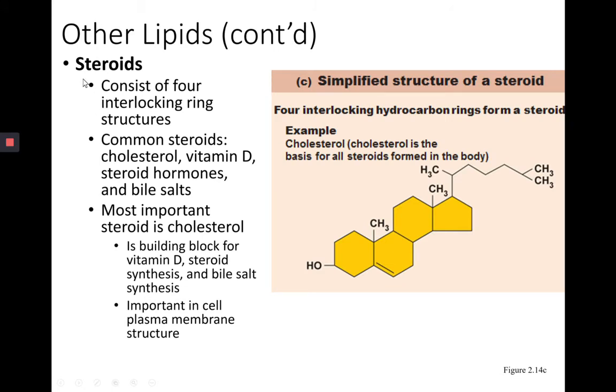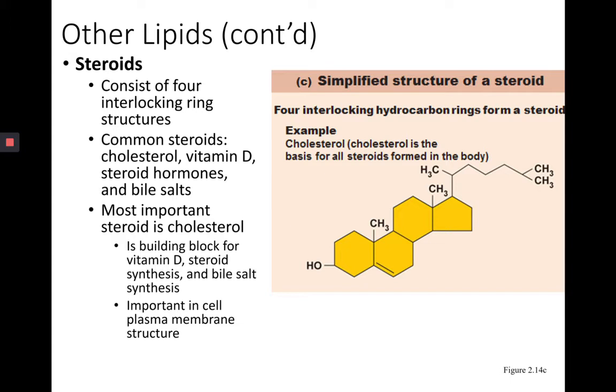Steroids tend to be rings. They tend to have anywhere from 4 to 5 rings, and sometimes they'll have functional groups attached. Common steroids that we're going to be talking about are things like cholesterol, vitamin D, which must be activated in the human body. In A&P 2, you'll talk about steroid hormones like estrogen and testosterone, and even bile salts when you get to digestion.